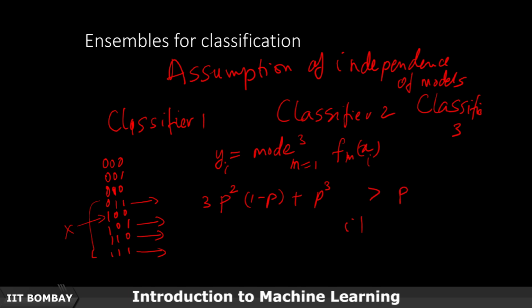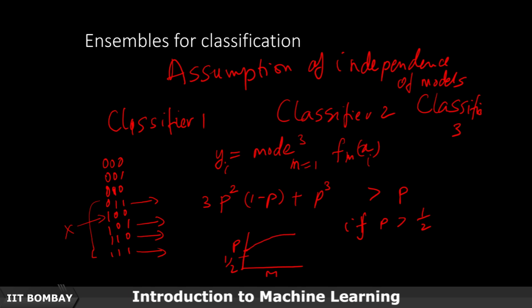If P is greater than half. And we can generalize it to any odd number of classifiers and we will get the same answer. The probability will start with whatever is P, at 1 over 2 this is half, and it will keep increasing as we increase M, the number of classifiers. So this ensembling effect is there.